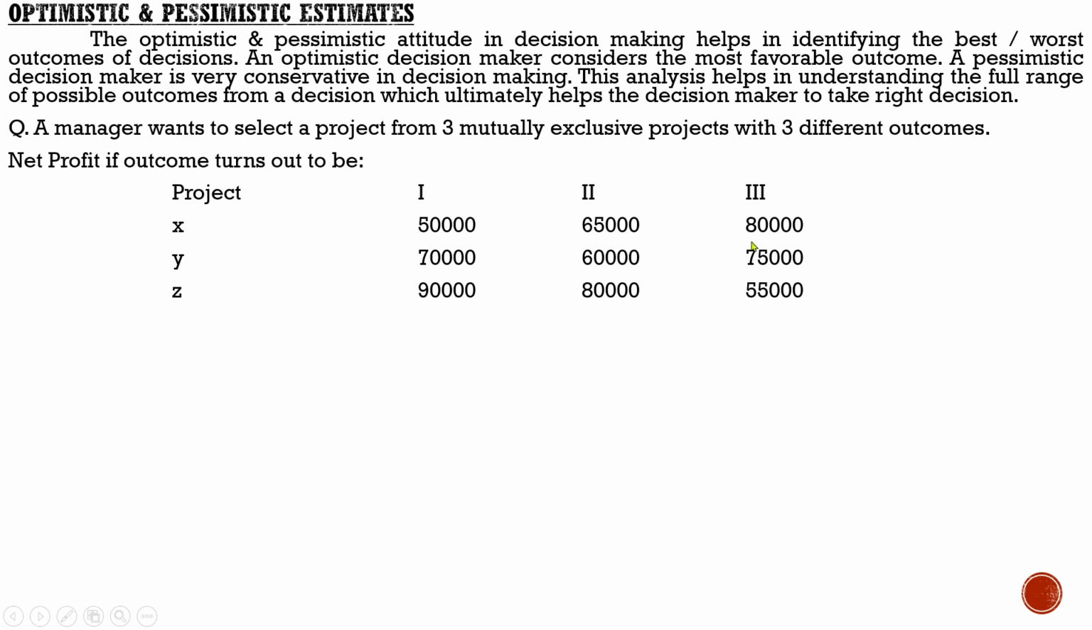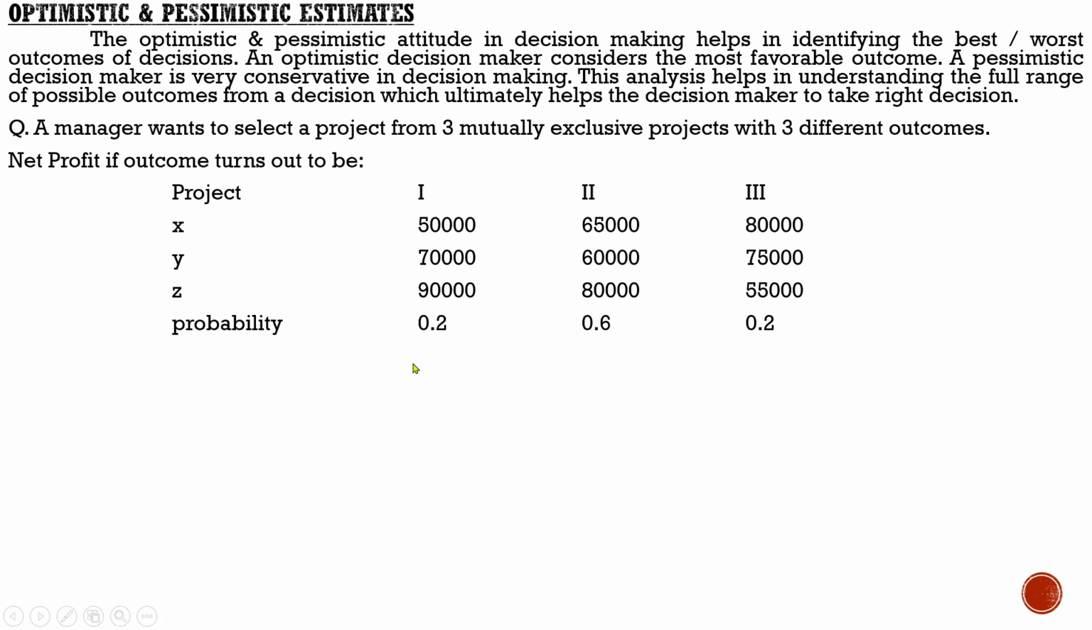For project X, there are three outcomes. One may be higher, one may be lower, one may be normal. That is the meaning. So three outcomes for three projects are given. These three are mutually exclusive projects. So we are going to study in detail which project has to be selected.